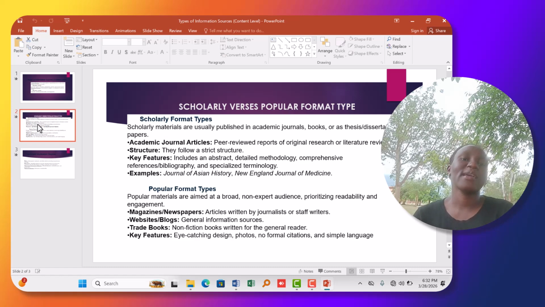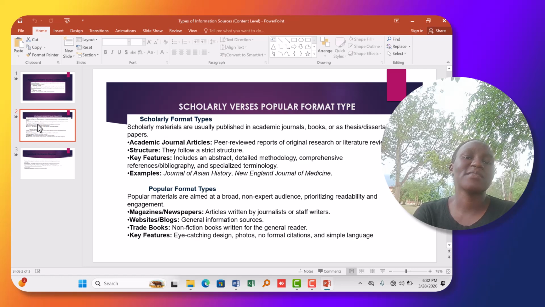So when we say scholarly format types, the scholarly format types are the scholarly materials usually published in academic journals, books, or as thesis or dissertation papers. Academic journals, articles, peer-reviewed reports of original research or literature reviews. Then we have the structure. They follow a strict structure.